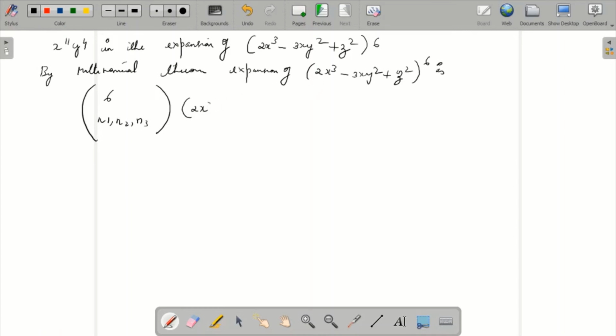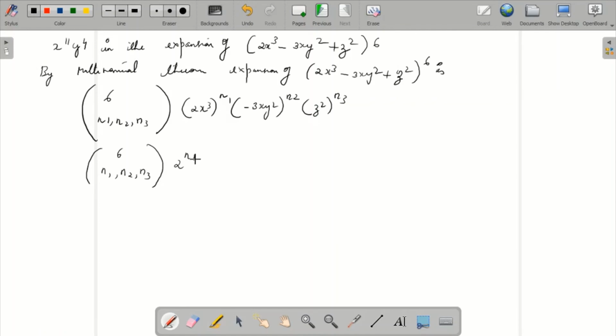So it is (2x³)^n1, and the next term, the y term, is (3xy²)^n2, and the z term is (z²)^n3. Check here, what if I resolve? I'll get x to the power 11 and y to the power 4. I'll just try to separate it. So 6 over n1, n2, n3, I'll just separate the terms.